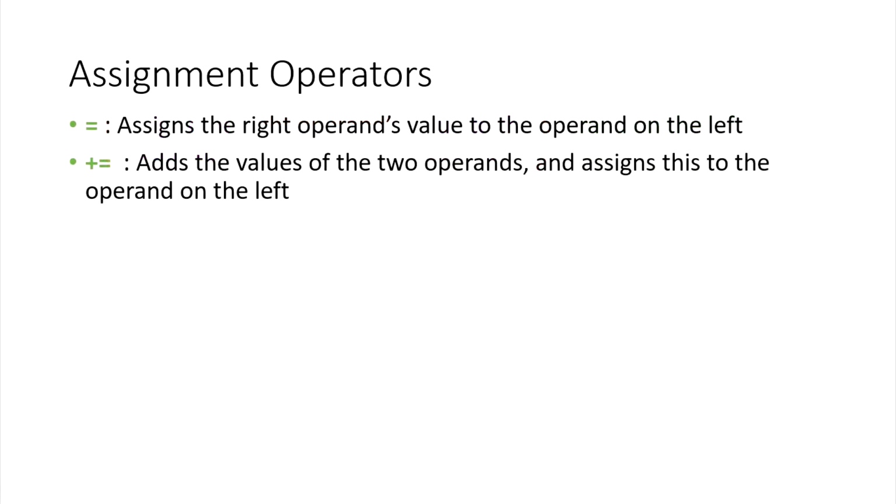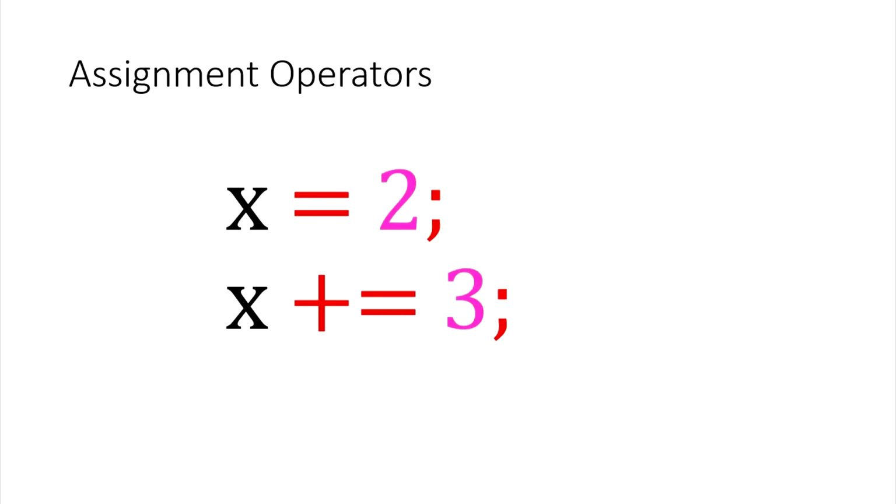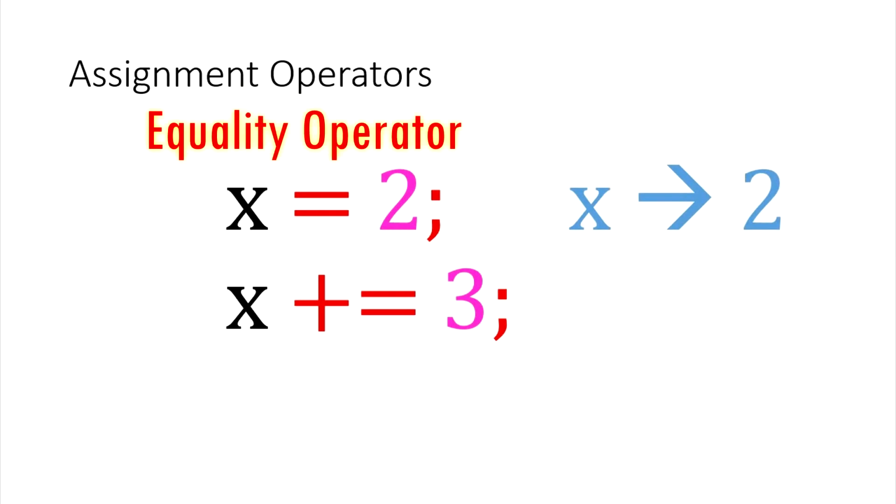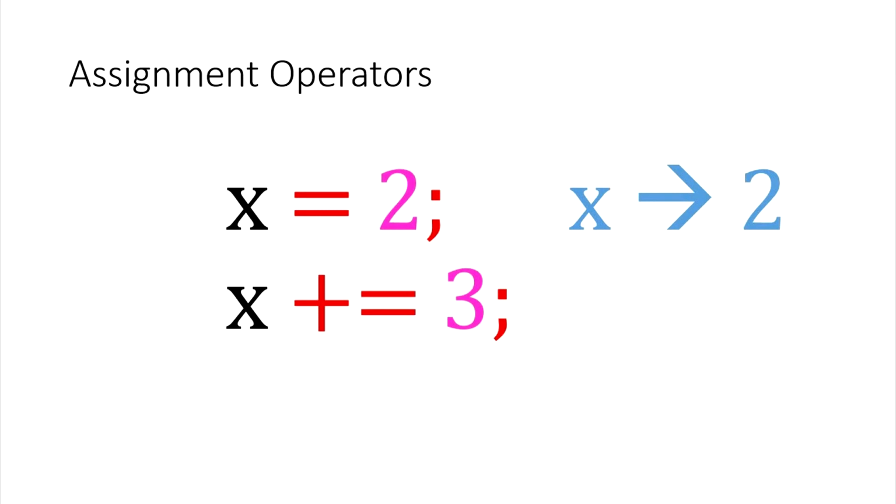The combination of plus and equal to operator first adds the two operands and assigns this value to the variable at the left. So, in this example, first x is set to 2. Notice how we use the equality operator for this operation. Then, we use the plus and equal to operator to add 3 to 2. Thus, the value of x is now 5.